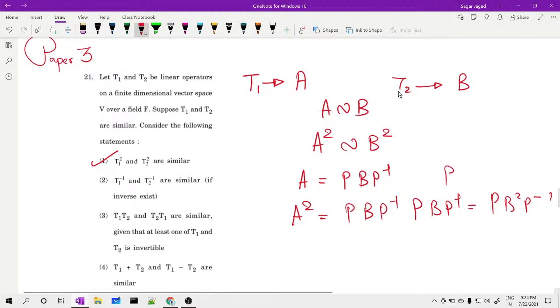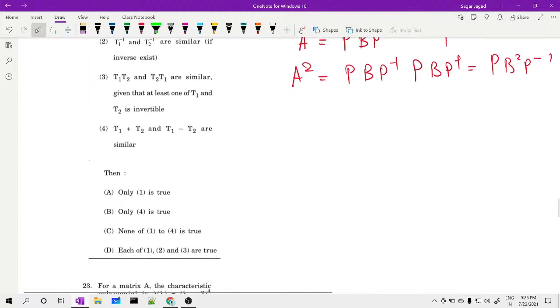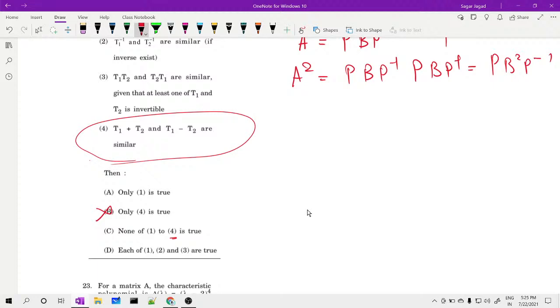This is true. Now we have to consider the following statements. One is true, so from this we have to choose accordingly. This statement cannot be right. Let us think about option 4. These are similar. Can they be true? None of 1 to 4 is wrong. Only 1 is true is also wrong. Each of 1, 2, 3 is true. So only 4 is true is wrong. None of 1 to 4 means 4 is definitely wrong, from the options we got to know.